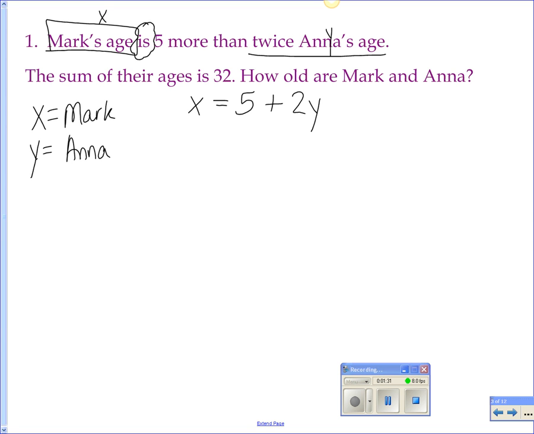Okay, good. It says the sum. What does sum mean to do? Add. So I put a plus sign right here. The sum of their ages. Well, who are the 2 people I'm talking about? So I put what here? Y and y. Good. For is, what do I put? Equals 32.